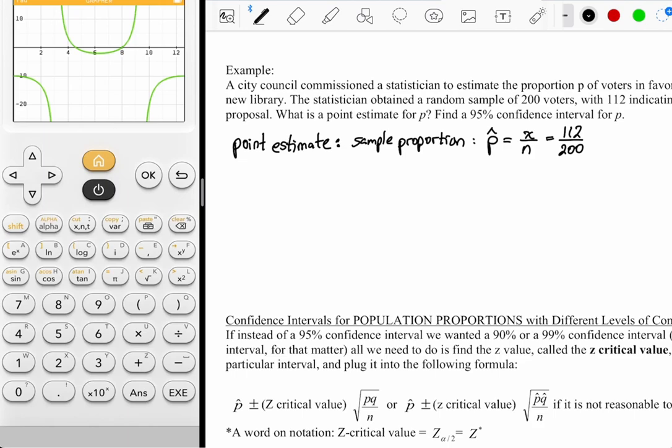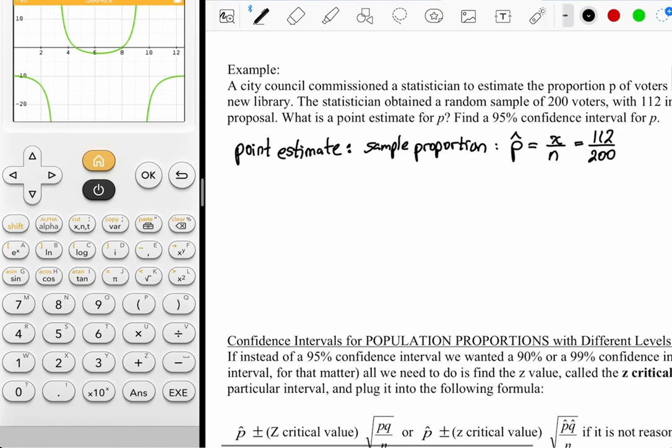So the point estimate is now determined to be 112 over 200. You can put it in decimal form if you want. I recommend not doing that, because the calculator, I'll show you the calculator shortcut in a minute, is set up to accept whole number values for this type of confidence interval.